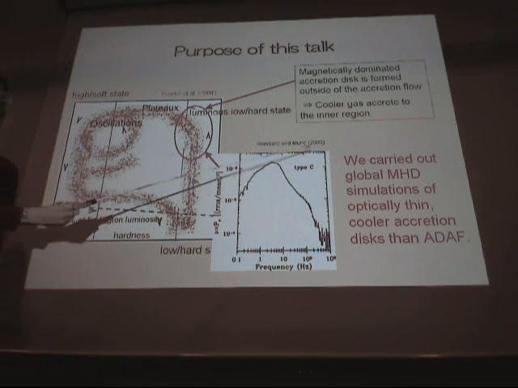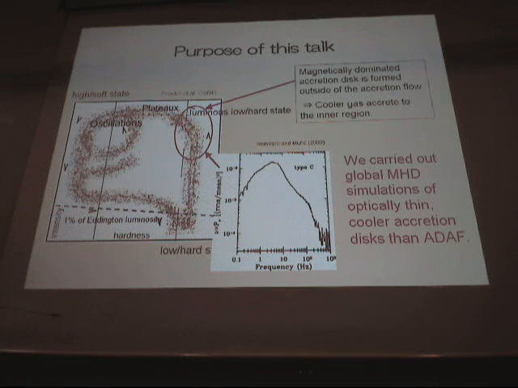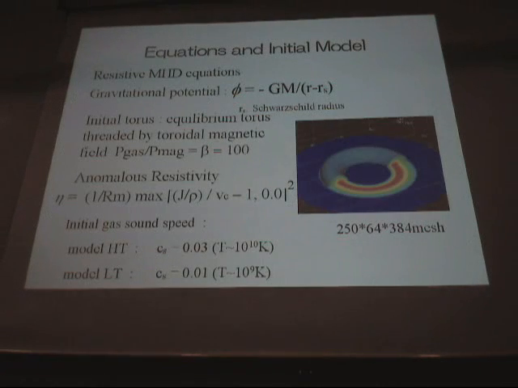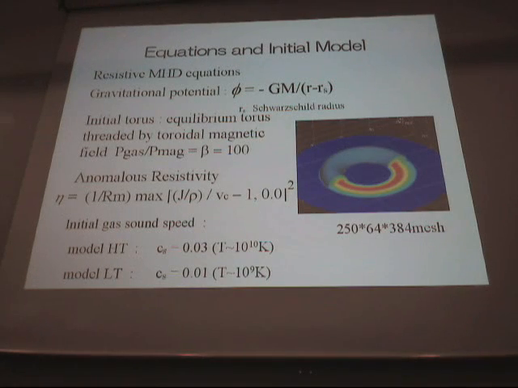Then we carried out a global MHD simulation of an optically thin cooler accretion disk than ADAF. We solved the resistive MHD equations in a cylindrical coordinate system using the anomalous resistivity like this. General relativistic effects are incorporated using the pseudo-Newtonian potential. As the initial state, we assume an equilibrium torus threaded by a weak toroidal magnetic field. The plasma beta at density maximum is 100.